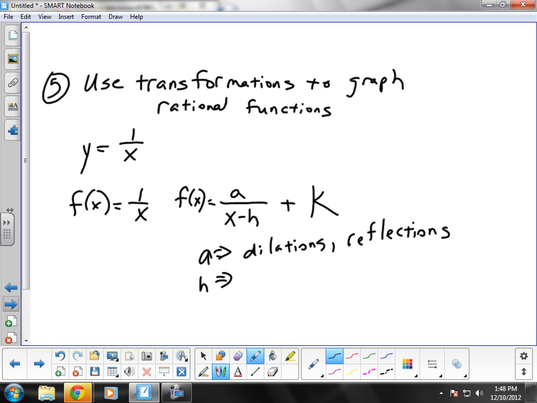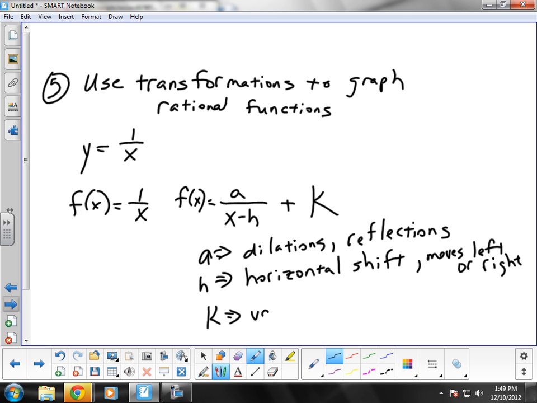What does h do for us? It's a horizontal shift, left to right. Right? And k is a vertical shift. It moves it up and down.